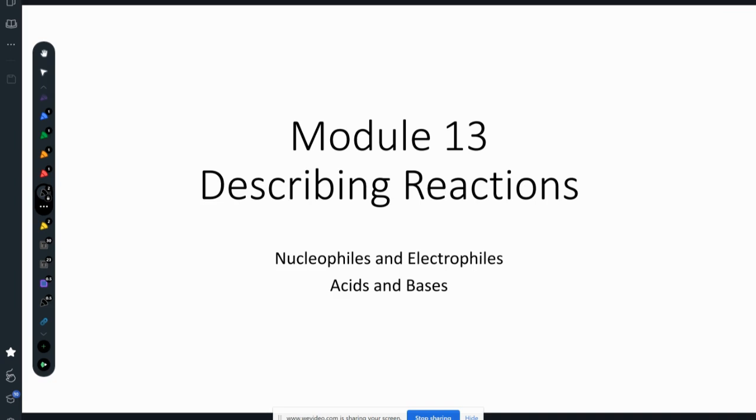So module 13 is really, we talked about curved arrows and how they describe reactions. Module 13 is just adding a little bit of language to it. Specifically the language of nucleophiles and electrophiles versus acids and bases.